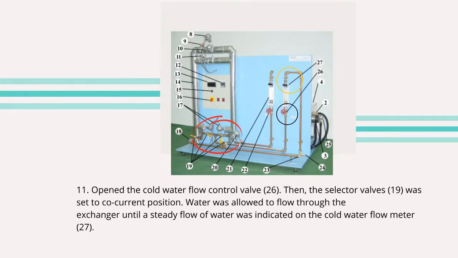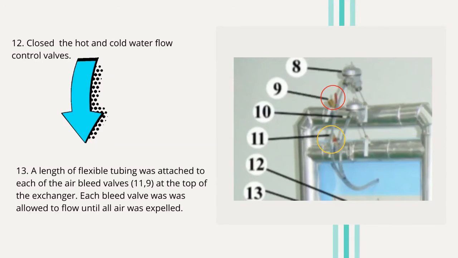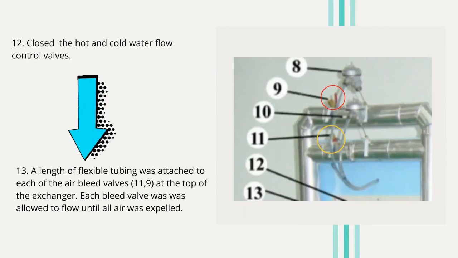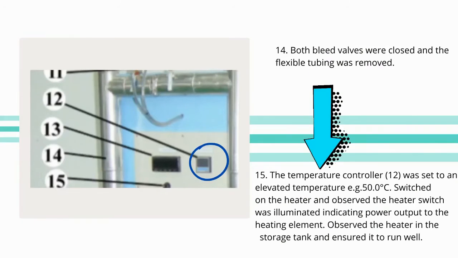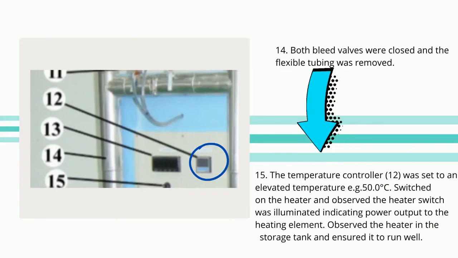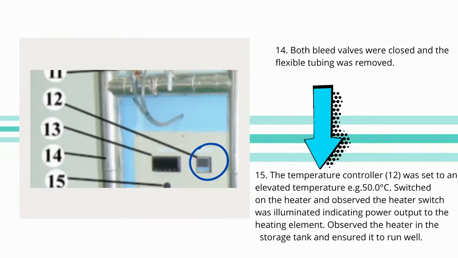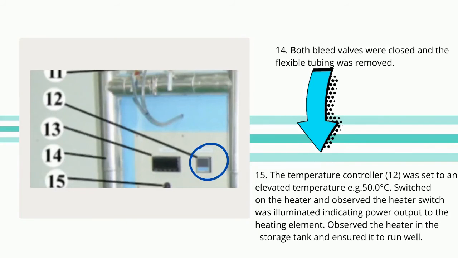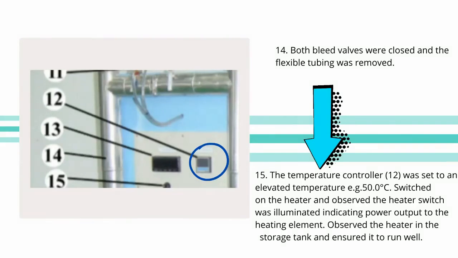Eleven, control valve 26 was opened, then the selector valve 19 was set to the co-current position. Water was allowed to flow through the exchanger until a steady flow of water was indicated on 27. Next, the hot and cool water flow control valves were closed. After that, flexible tubing was attached to each of the air bleed valves 11 and 9 at the top of the exchanger. Fourteen, valves 9 and 11 were closed and the flexible tubing was removed. After that, temperature control 12 was set to an elevated temperature. Switch on the heater and observe it well.